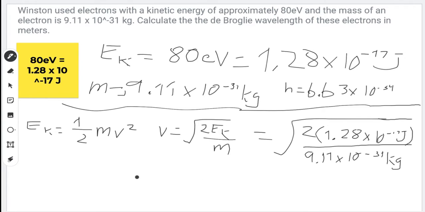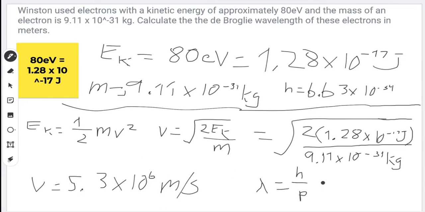And after that, let's calculate what the answer is for velocity. And the answer is 5.3 times 10 to the power of 6 meters per second. And let's use the wavelength formula now. Wavelength equals h over p, or h over mv. And again, we just plug in the values.